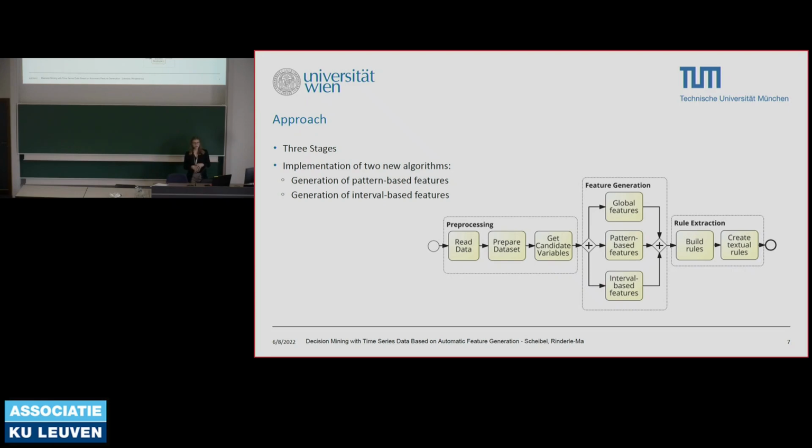And then we use all of these newly generated features to build a decision tree. Basically, every kind of decision mining technique could be used. For this, we used a CART decision tree. Yeah, and then lastly, we want to take the results from this to build textual rules that are readable and understandable by users and domain experts.